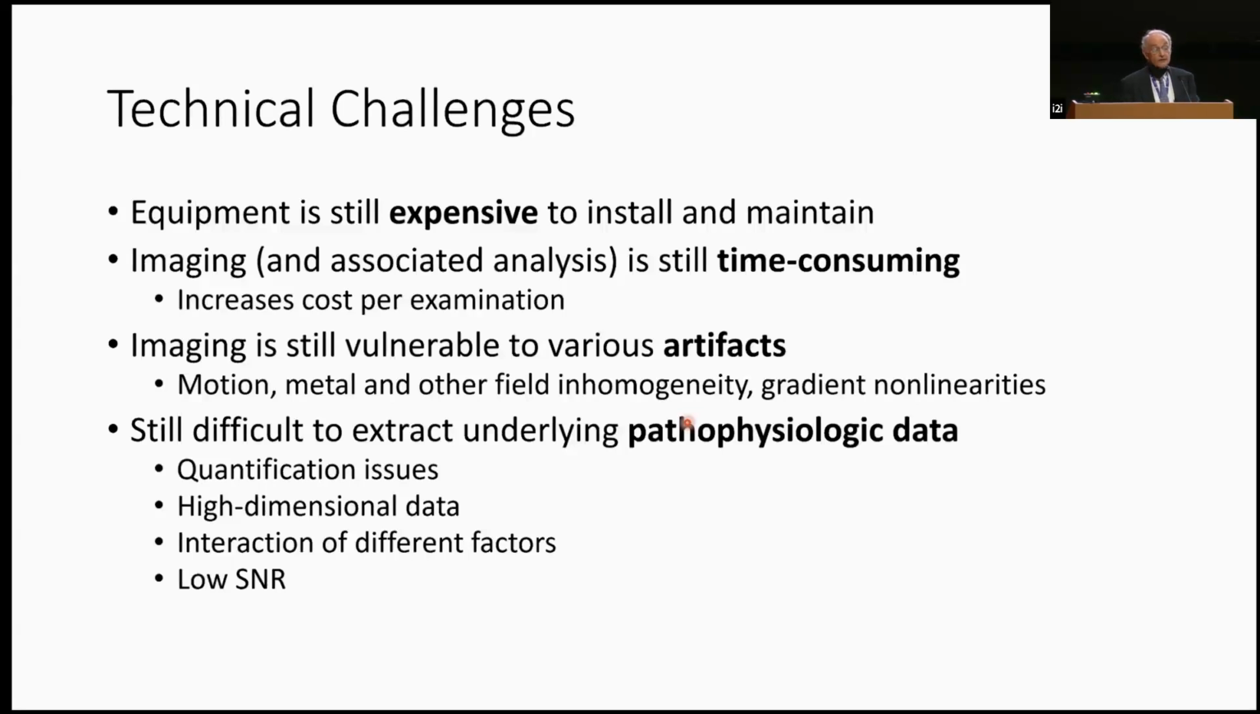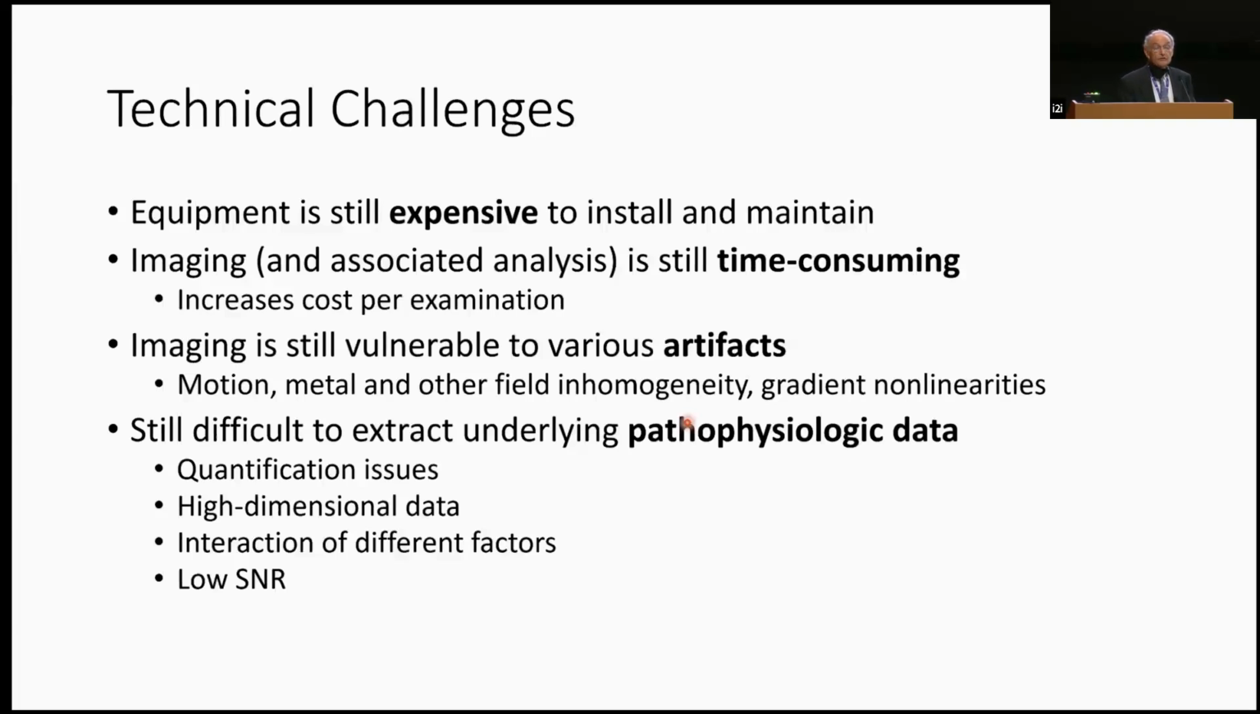There's still a variety of artifacts. Motion is a real bugaboo in cardiac imaging, for example. People have irregular heartbeats, so they can't hold their breath. The images are significantly degraded and limit their ability to assess them. And a variety of other things like metal, like people have implants of one sort, and there are other sources of field inhomogeneity, even bubbles of air in the gut can cause problems. But the gradients we use are still not as linear as we'd like. So there's various artifacts that have to be dealt with.